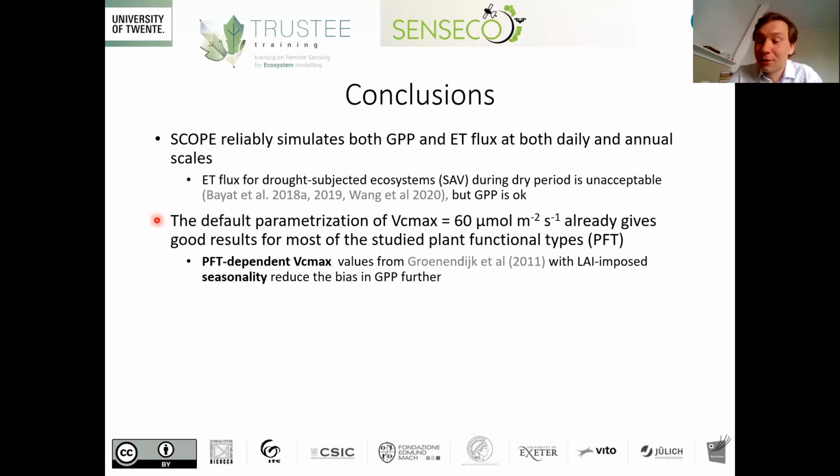Then, a little surprising conclusion, but the default parameterization of Vcmax equal to 60 micromole per square meter per second already gives good results for most of the studied ecosystems. But indeed, seasonally varying plant functional type dependent parameterization reduces the bias in GPP further.